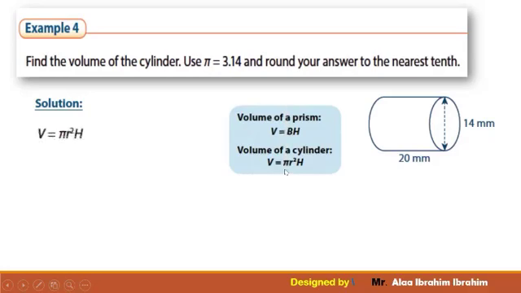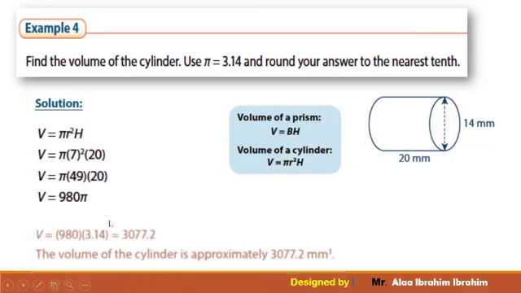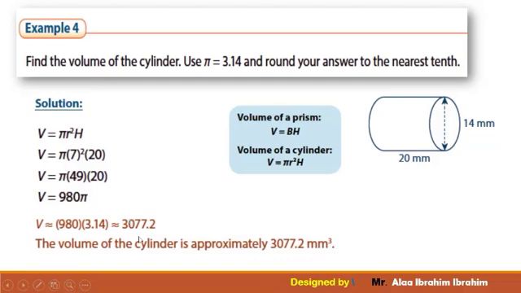So I deal with the same formula. V equals pi r squared times height, because it's a cylinder. So I change r with 7, not 14. That's a mistake. I make it with 7. So pi is 3.14, r is 7, and h is 20. This is my height. So I multiply all of this by 3.14. So this is my result. After multiplying, to the nearest tenth, this is my answer: 0.2. Okay, this is my volume.